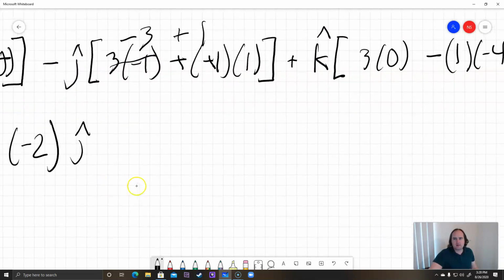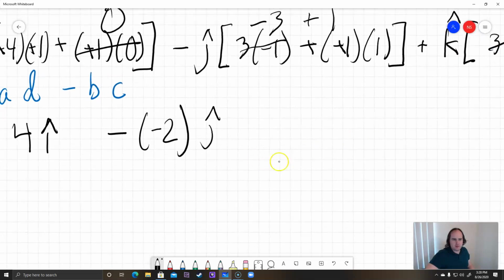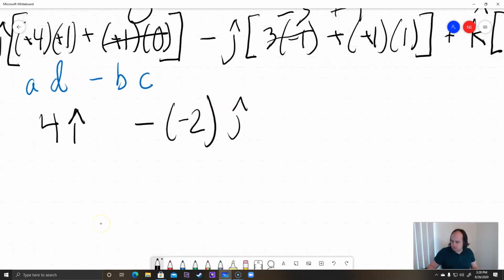Okay, and then for the last component, for k, we actually have 3 times 0 is 0, and then these minuses cancel and we get positive 4. So we have 0 plus 4, so we're actually going to have 4k as our third component.